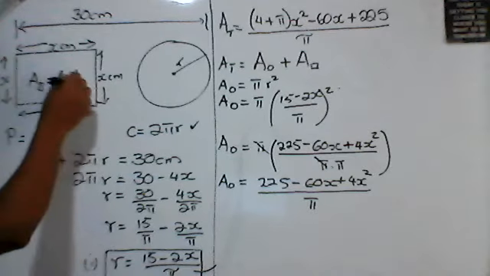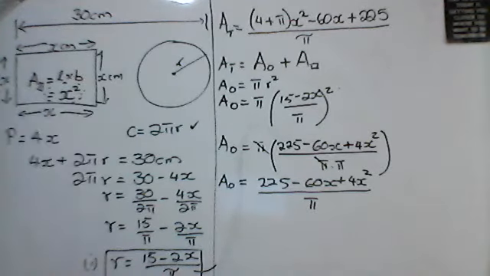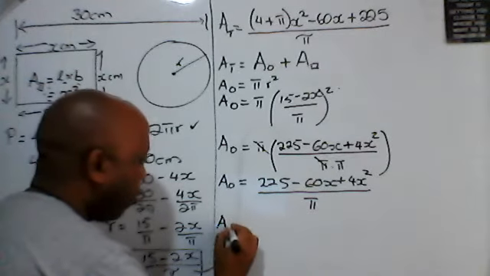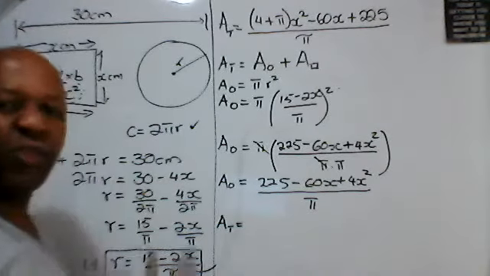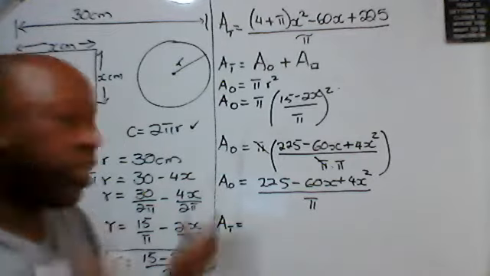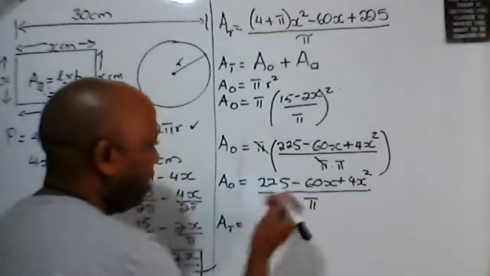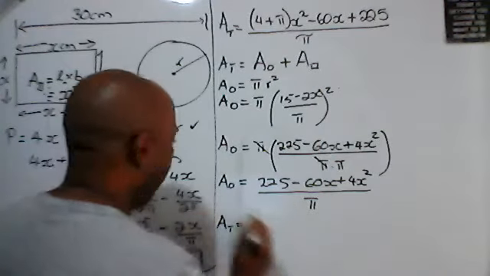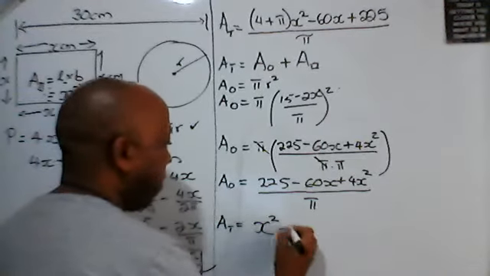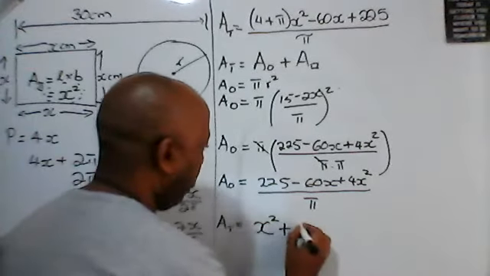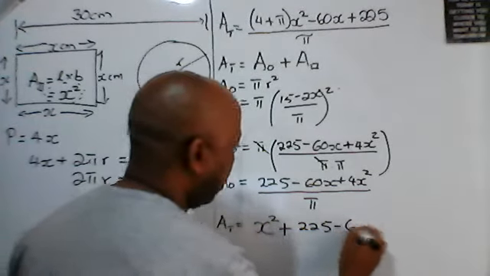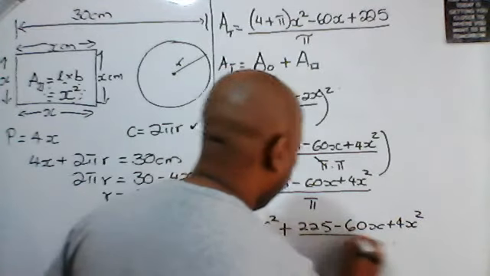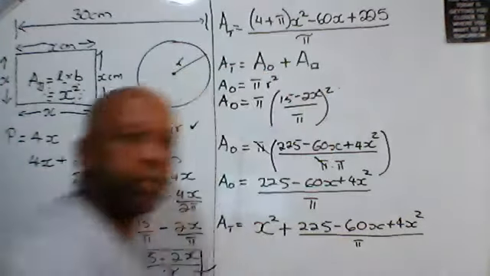So take that x squared, add it to this expression to find your combined area, or A subscript t. I'm just going to write it as a subscript t for area total, if you like. Make things simpler for myself and for you as well. So that's going to be area of a square, which we found to be x squared, plus this whole area, which we found to be 225 minus 60x plus 4x squared, and this is divided by pi.